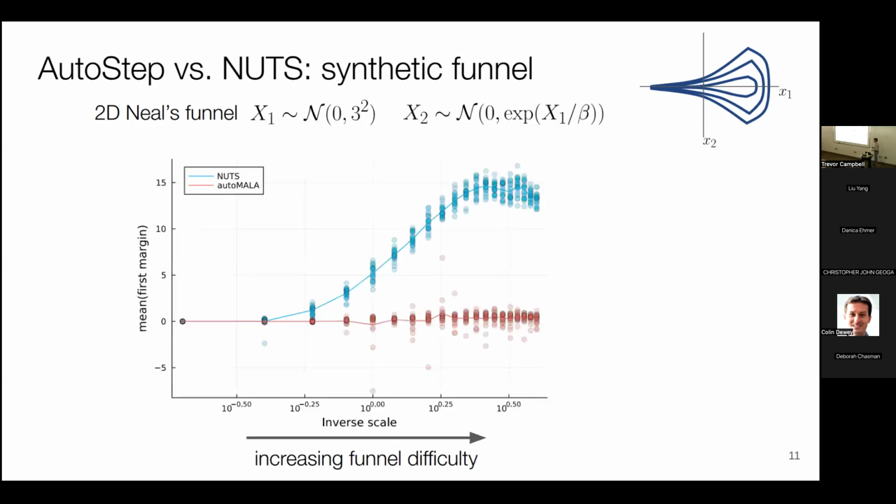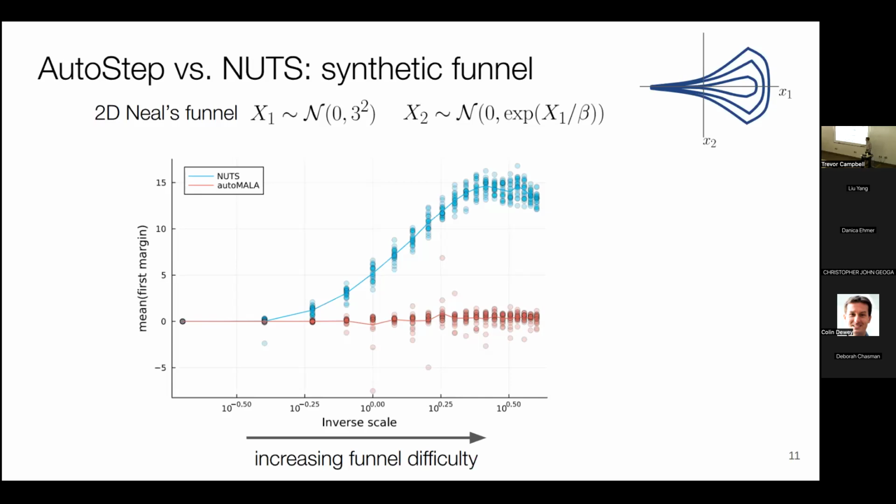What I'll show you here is two different MCMC algorithms. Orange is our autostep method. Blue is NUTS. On the y-axis, I'm showing you the estimate of that first marginal mean, x1 mean, which should be 0. That's the correct answer. And on the horizontal axis, I'm showing you as we increase the difficulty of the funnel, as we squeeze that neck in and make it harder and harder to explore.